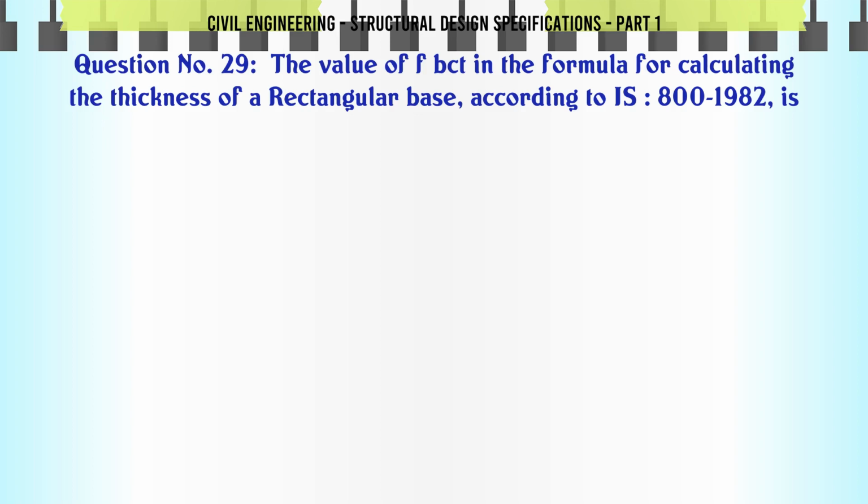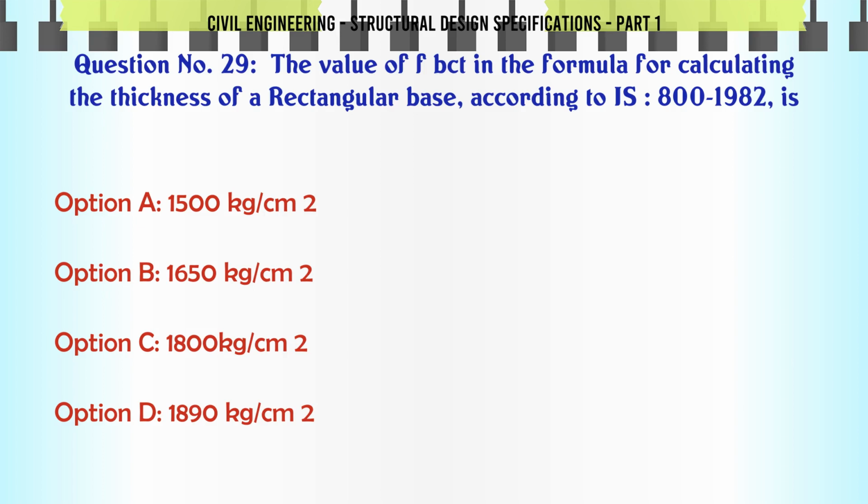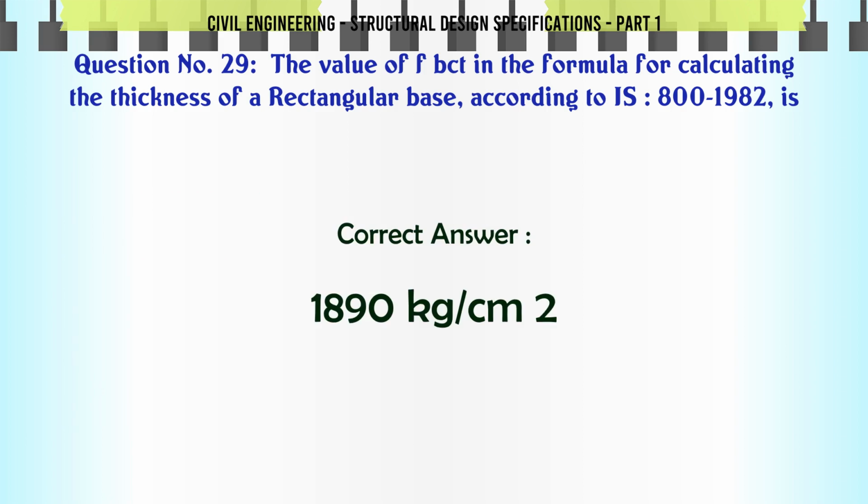The value of FBCT in the formula for calculating the thickness of a rectangular base, according to IS 800 1982, is A. 1500 kg per cm², B. 1650 kg per cm², C. 1800 kg per cm², D. 1890 kg per cm². The correct answer is 1890 kg per cm².